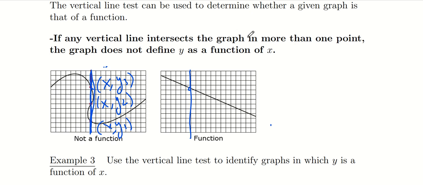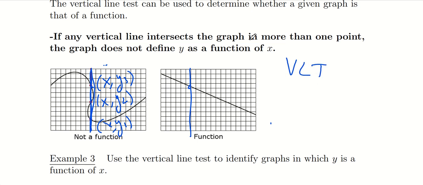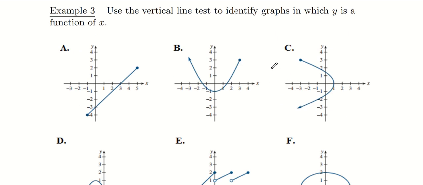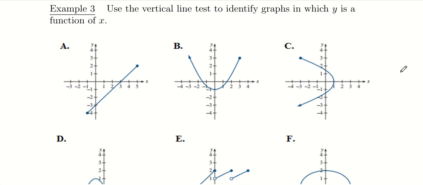Okay? And so we call this the vertical line test. Anytime you use the vertical line test to determine whether a graph is or is not a function, please make sure you quote the name of the vertical line test. A lot of times you'll just see me abbreviate it. I'll just call it the VLT, short for vertical line test. Let's take a look at example 3. They want us to use the vertical line test to identify the graphs in which y is a function of x.